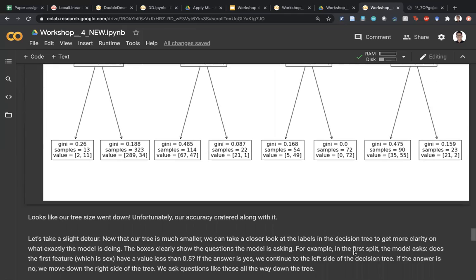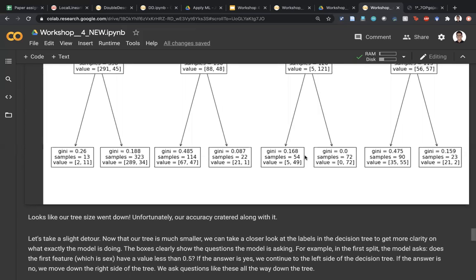Yes, absolutely. So let's take a look at the boxes on the bottom again, right? Once we've reached the bottom of the decision tree, that means we have no more questions to ask, which means that we have to make a decision based on the information we have. Some of the boxes are going to be quote unquote really good boxes, which allow us to make really clear decisions. For example, if we look at the box on the bottom right, where value is equal to 21, 2, what this means is that of all the data points that reach this box, 21 of them survive and 2 of them die.